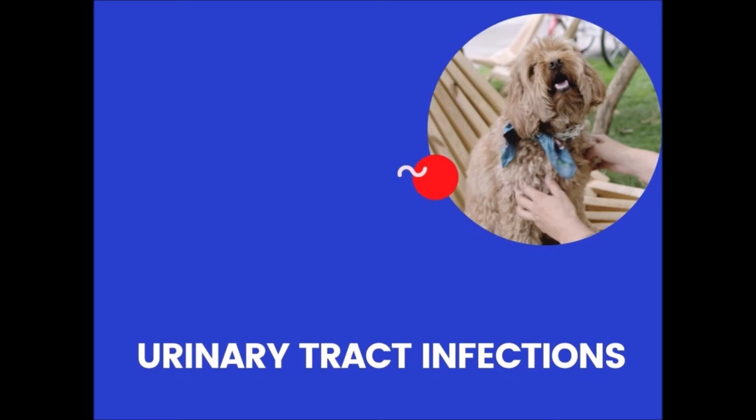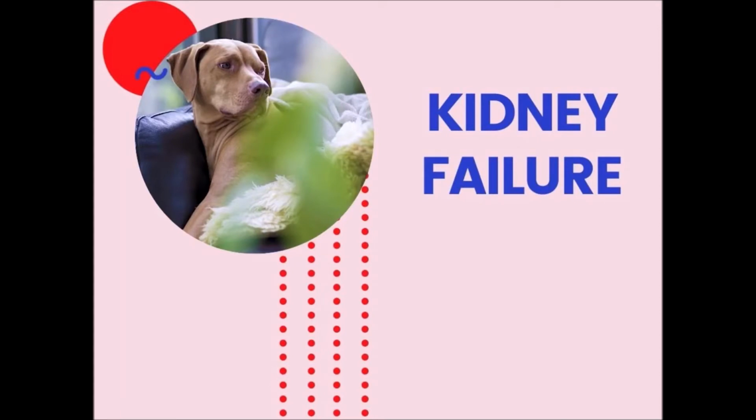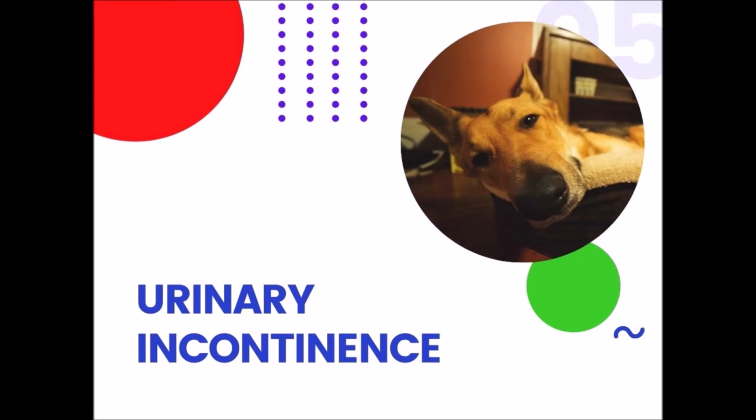Let's now talk about the third most frequent urinary problem in dogs. Kidney failure occurs when kidney function declines and the kidneys do not have the ability to sufficiently and adequately filter waste from the blood. Symptoms include change in water consumption, change in volume of urine produced, depression, listlessness, and decreased appetite. The fourth urinary disorder in dogs is urinary incontinence.